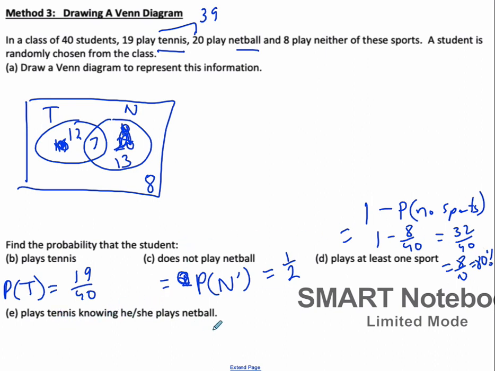Plays tennis knowing he or she plays netball. So this is actually something called conditional probability that we're going to do later. This is important, knowing that he plays netball. If you know that somebody plays netball, then you just look at the netball section. It's one of these 20 people. So if we know they play netball, there's only 20 possibilities. So the probability that this person plays tennis is actually 7 out of 20. Okay, we'll do more of those probabilities later.